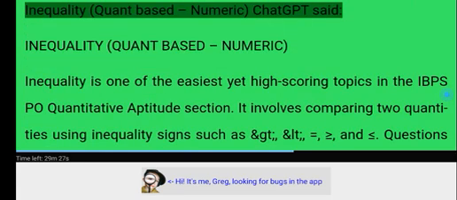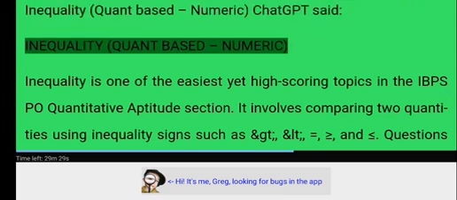You said. Inequality quant-based, numeric. ChatGPT said. Inequality quant-based, numeric.